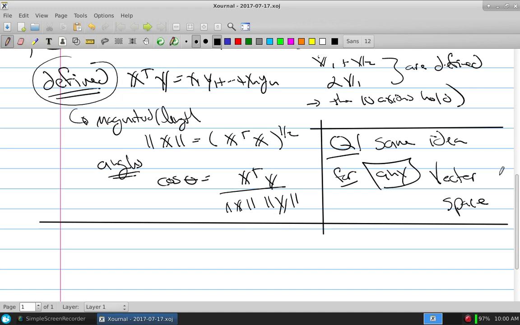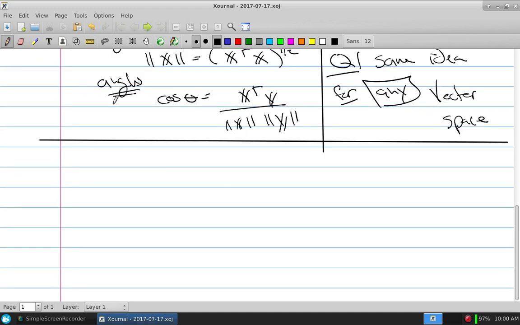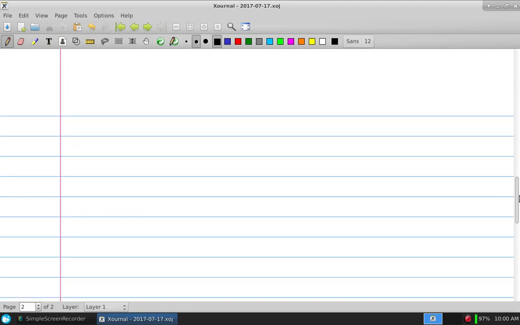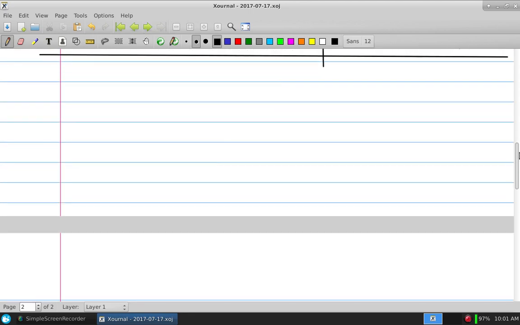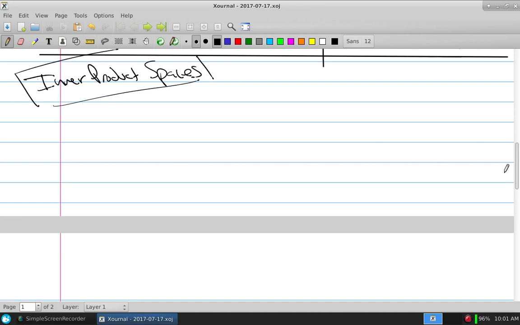So we're going to still have our vector spaces, but we're going to add an entirely new operator that would then say, hey, this is going to involve angles, this is going to be involving lengths. And we're going to eventually call these things inner product spaces. All right, what's an inner product space? An inner product space is a vector space.